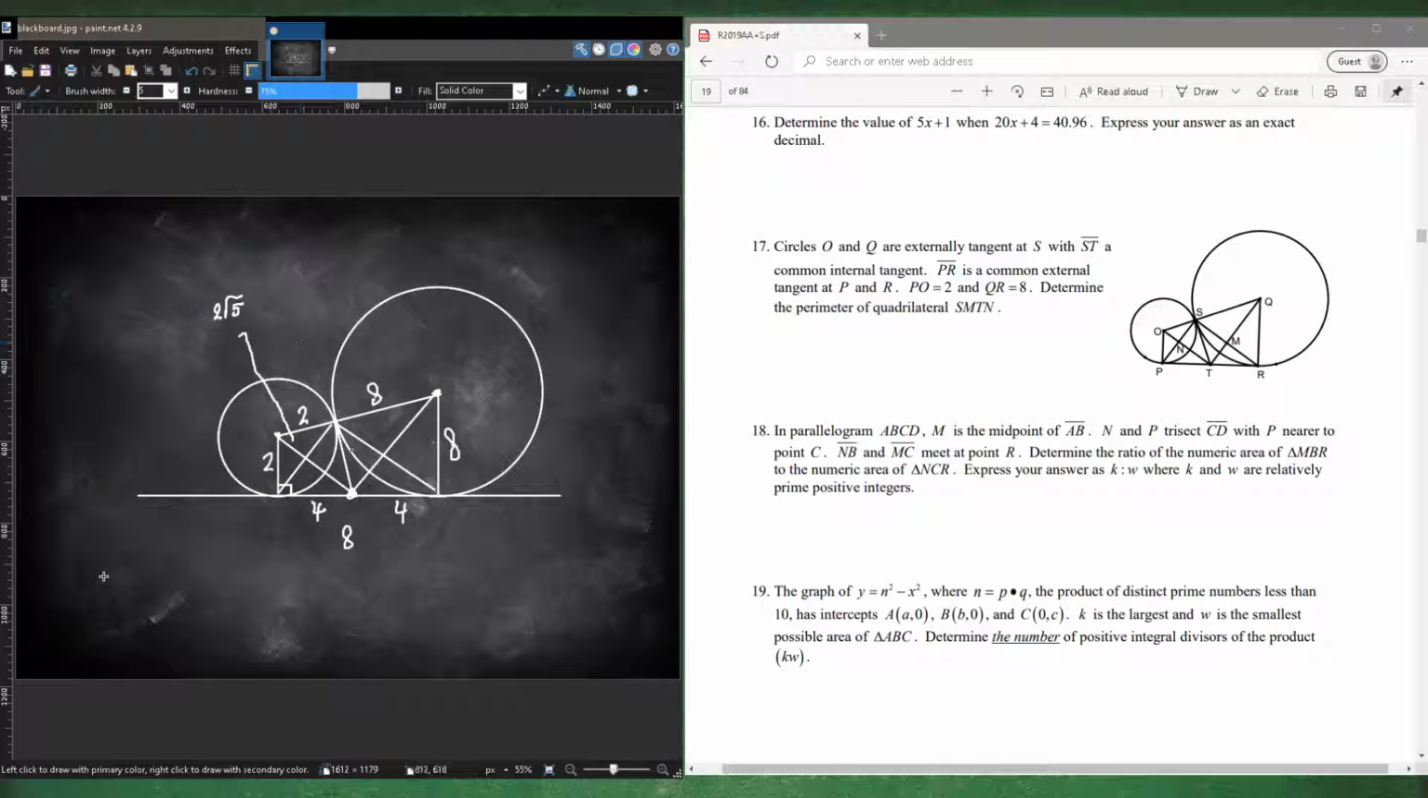Okay, so now we need to get the height right here. All we have to do is think about the area. So 2 times 4 divided by 2 gives the area of this triangle, which is also this base, 2 square root 5, times the height divided by 2. So that gives us that 2 times 4 divided by 2 square root 5 is equal to h, which is equal to 4 square root 5 over 5. So we know that this height now is 4 square root 5 over 5.